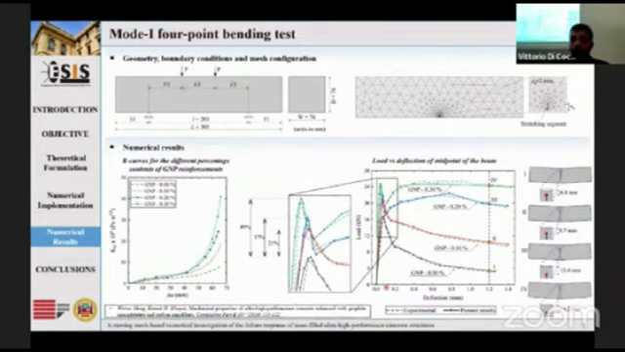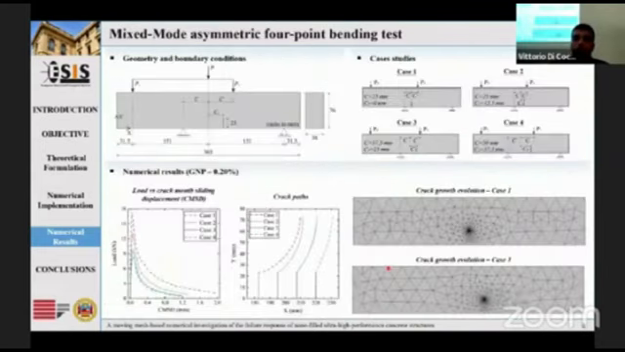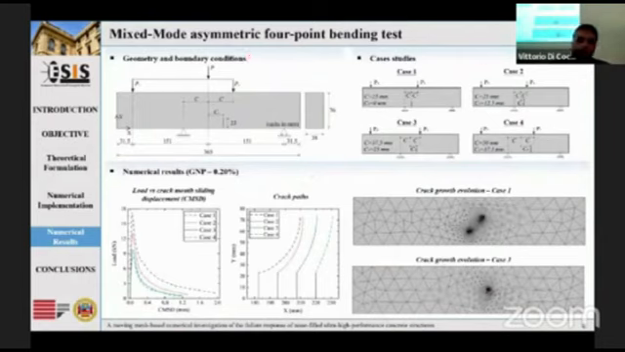Instead, this graph compares the load versus deflection curve of the midpoint of the beam predicted by the proposed method with the experimental one. So the results are in excellent agreement with them. In addition, this graph shows the great influence of the amount of GNP reinforcement on the overall peak load and post-peak behavior. The second example involves an asymmetric 4-point bending test under mixed mode fracture condition.